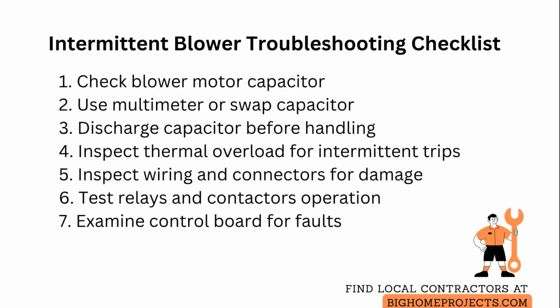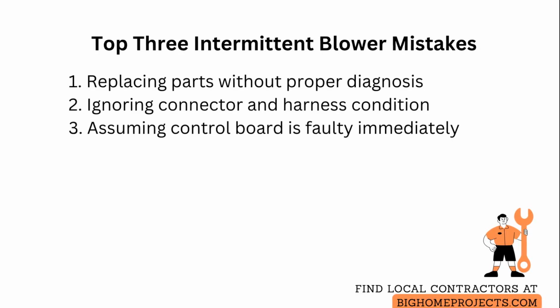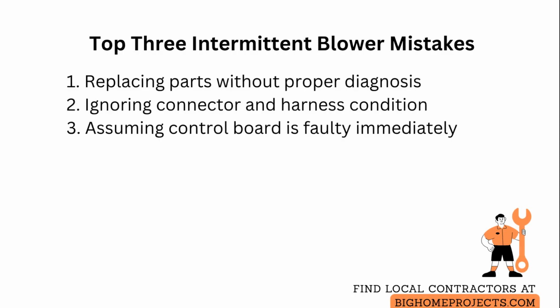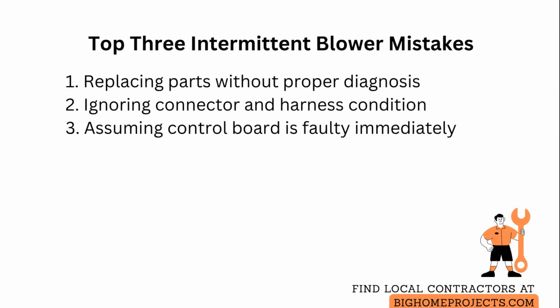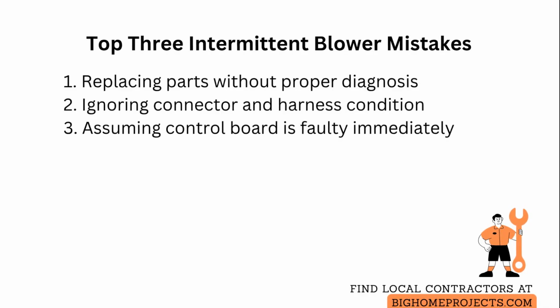outputs act unpredictably. 3 common mistakes are swapping parts without diagnosing, which leads to wasted time and expense. Always test and measure before replacing anything, so you only change the failed component. Another mistake is ignoring connector and harness condition, because a loose or corroded connector is the most frequent source of intermittent faults. Clean, reterminate, or replace suspect connectors and secure wiring against vibration.